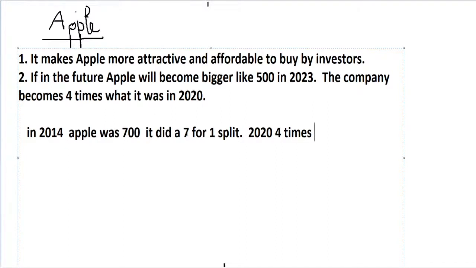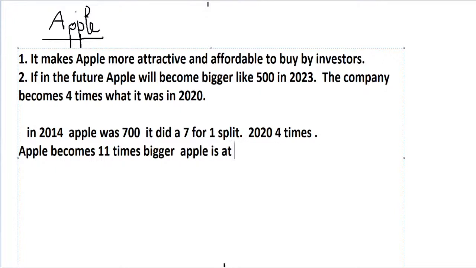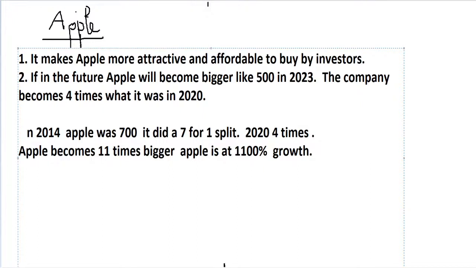So 7 times by 4 times, it means Apple becomes 4 and 7, 11 times bigger. 11 times bigger. What does it mean? It means Apple is at 1,100% growth in terms of growth, capitalization. So you understand why Apple is doing this.